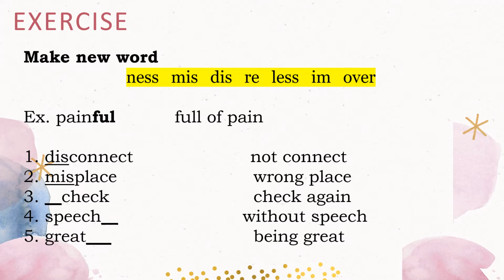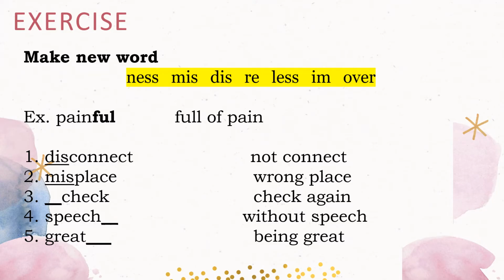I have here an answer for number 1 and number 2. Number 1 is disconnect. Dis means not. So if we add the prefix dis to the root word connect, we can form a new word with a new meaning. Disconnect now means not connect.